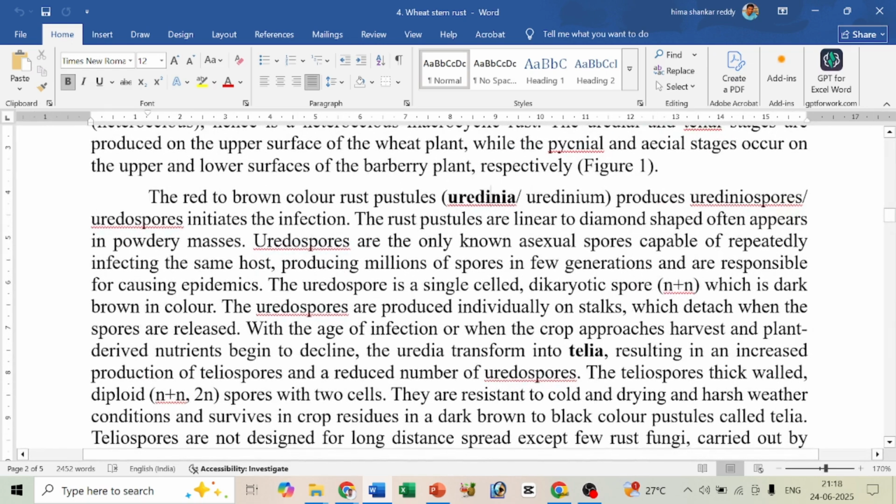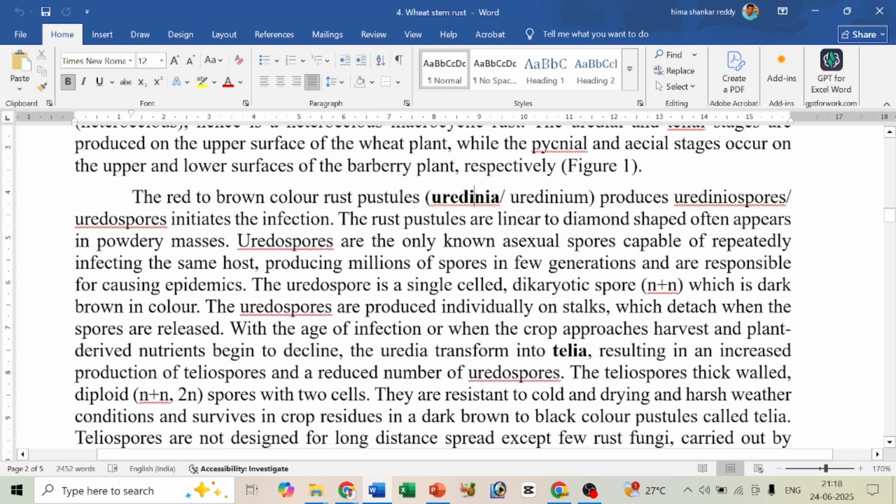For example, you can see here the red or brown color pustules, that is uredinia, actually produce urediniospores and initiate the infection. In India, the infection is initiated by urediniospores. In foreign countries like the United States of America, or other temperate countries like Russia where wheat is grown in temperate regions, the infection is actually initiated by aeciospores based on their environmental condition. In India we have all kinds of climate, mostly subtropical. So here it is initiated by urediniospores, and that's why I started with urediniospore infection.